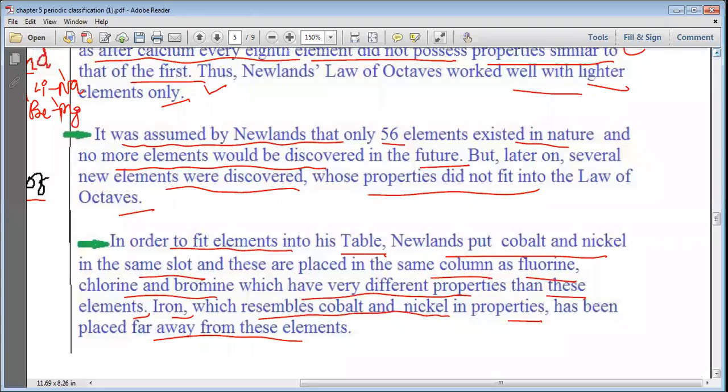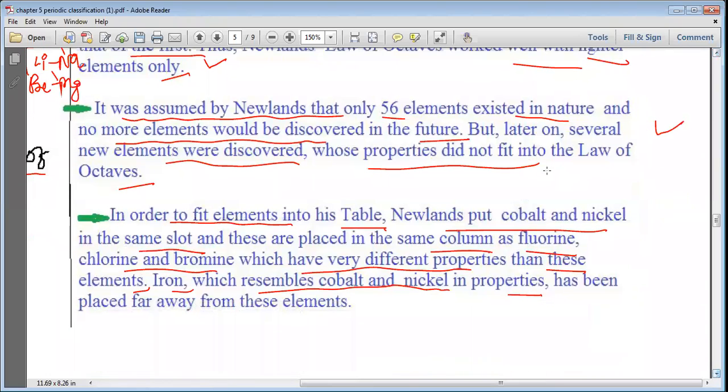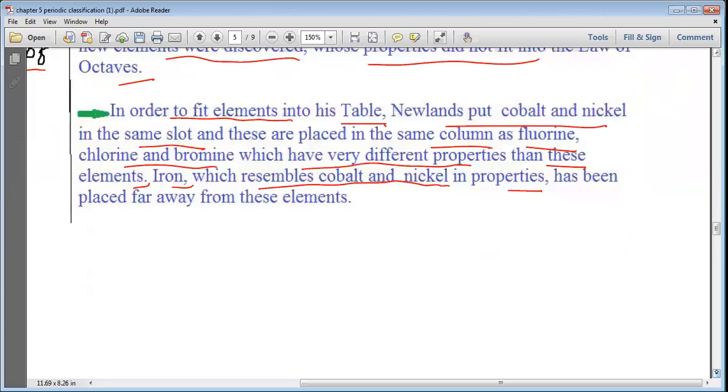octave. Once again, let me revise it. The first limitation was that it was applicable up to the first 20 elements or the lighter elements. Second, he thought that only 56 elements exist in nature and no more elements would be discovered, but new elements were discovered. And these elements which were discovered later never followed Newland's law of octave. And in setting up the table, Newland made a mistake by arranging different property elements like cobalt and nickel with chlorine, fluorine, and bromine, whereas the very similar element iron was put far away from cobalt and nickel.